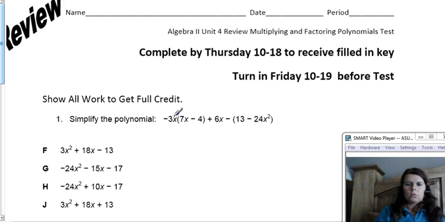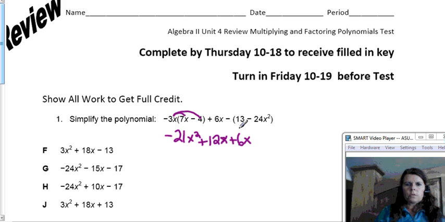So hopefully you all know you're going to distribute this. And so you get negative 21x squared plus 12x. And then this plus 6x is just kind of here by itself. Now you might think that you have to distribute that, but it's not being multiplied by this. It's subtraction. So we're just going to have this 12x plus 6x.